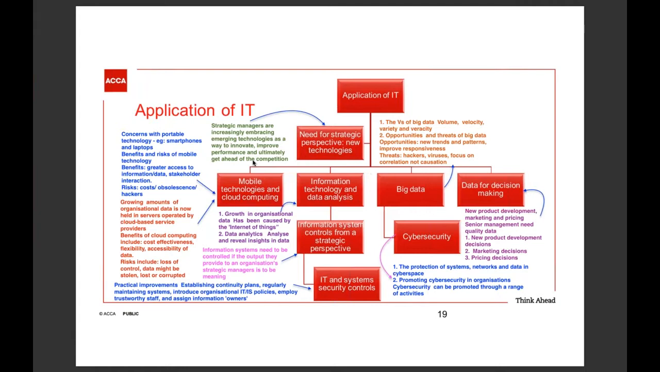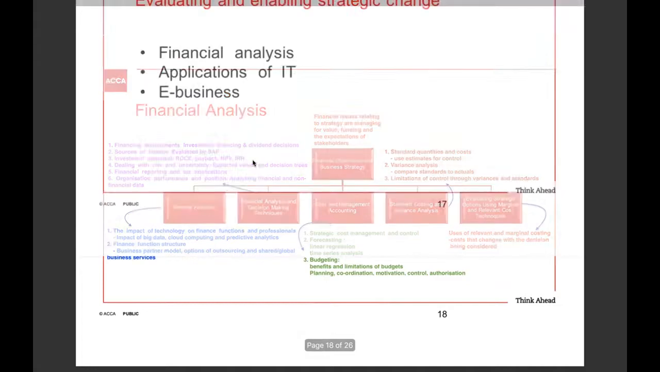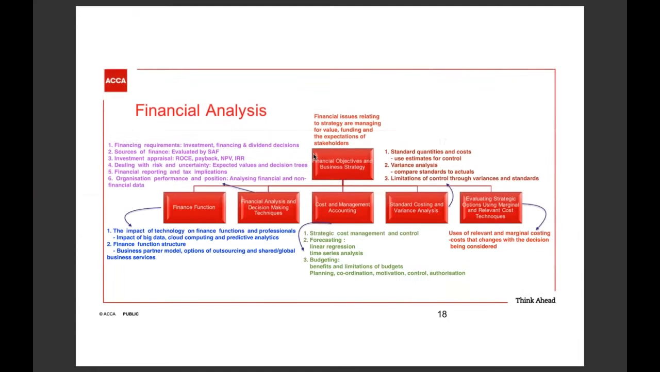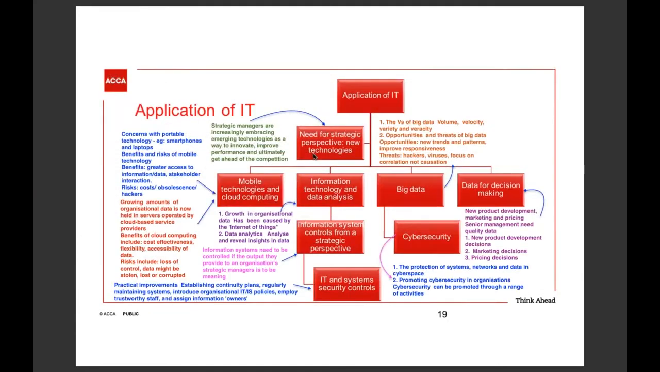And why do you need to be fast? Because people who think of that opportunity of using technology to make money will be far ahead of those who are not able to move in that direction. That's the reason why IT plays an important role. That's why what we have here is evaluating and enabling strategic change. So if you want to change, IT can help you to change in that sense.